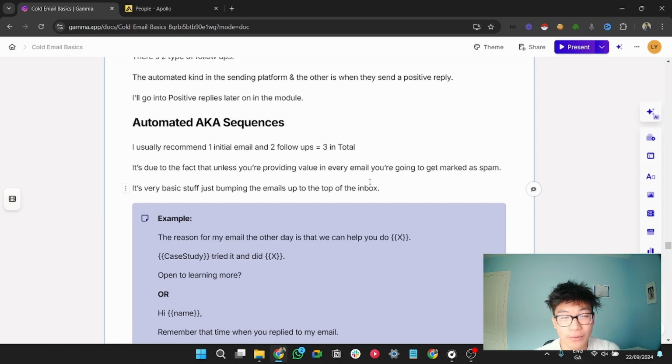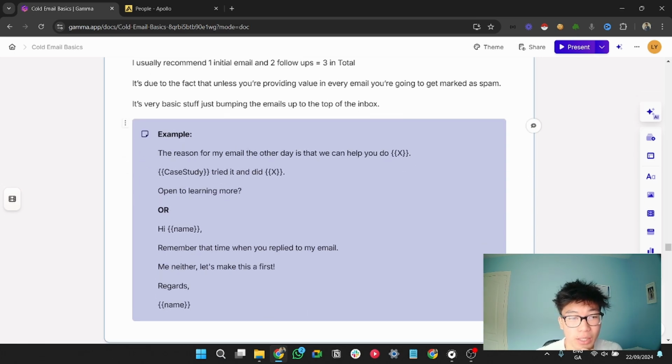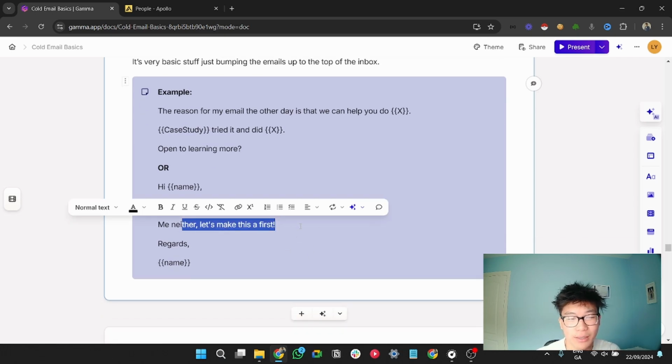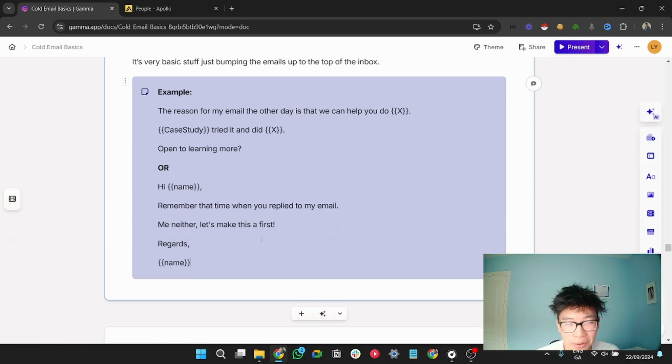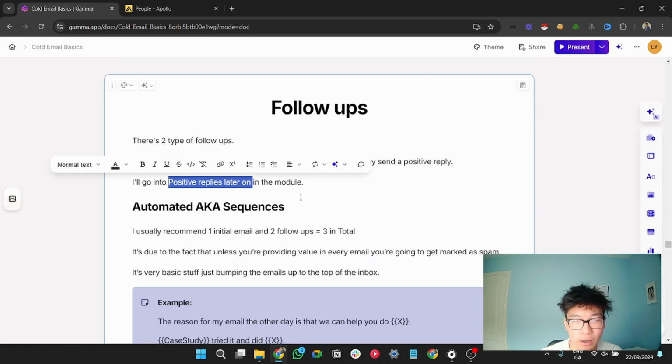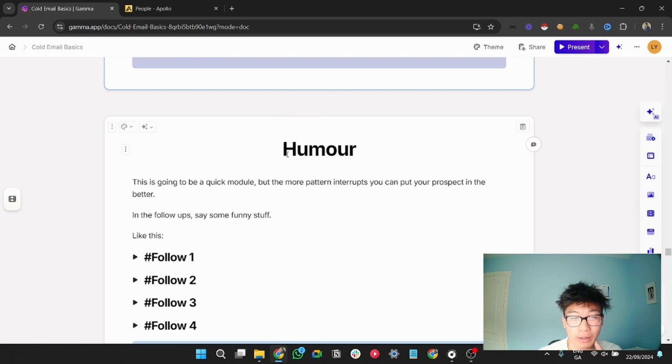It's very basic stuff, just bumping the emails up to the top of the inbox. So the reason for my email the other day is that we can help you do X. Case study, tried it and did X, open to learning more. Or, hi name, remember that time when you replied to my email? Me neither, let's make this first, regards, first name. So, very simple. I'll be getting into positive replies later on.